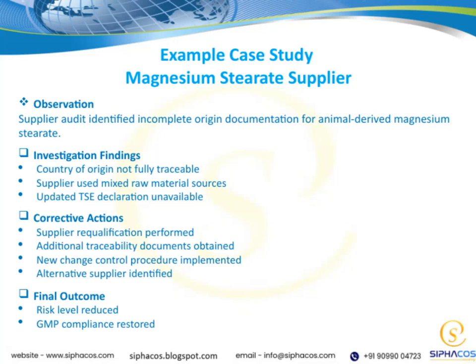Let's look at a real example from a supplier audit focused on magnesium stearate. During the audit, we found incomplete documentation about the origin of animal-derived materials. Digging deeper, it turned out the supplier couldn't fully trace the country of origin, and they were using mixed raw materials without an updated TSE declaration. To fix this, we requalified the supplier, secured extra traceability documents, and put a new change control process in place. We also identified an alternative supplier. In the end, the risk dropped, and GMP compliance was restored.